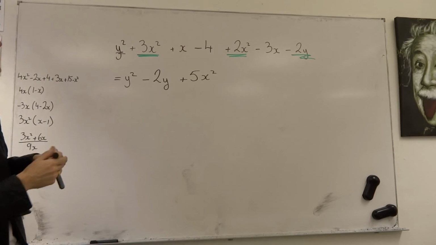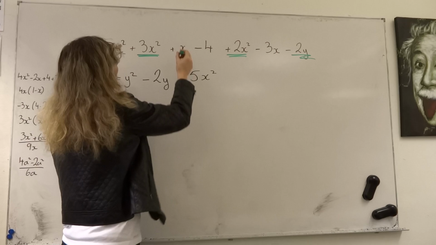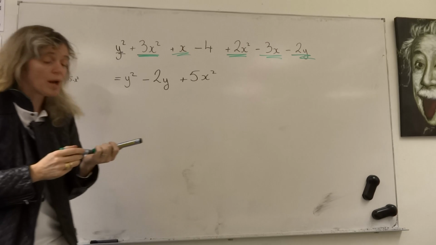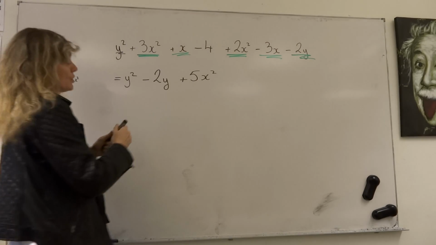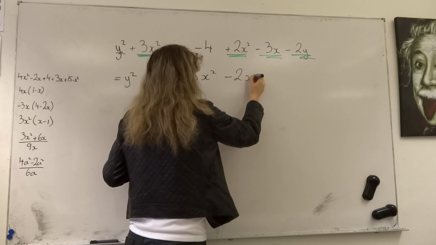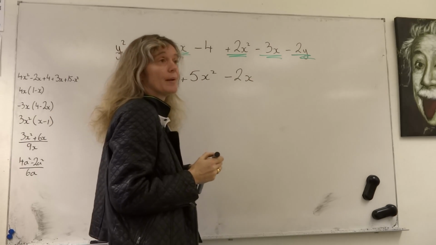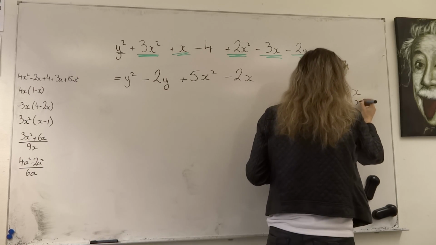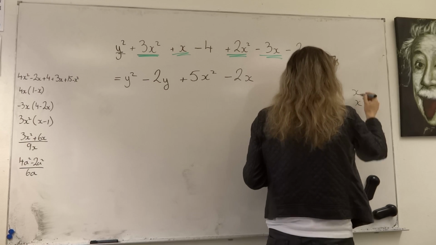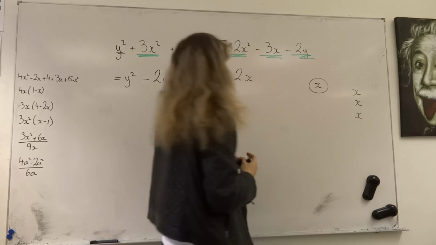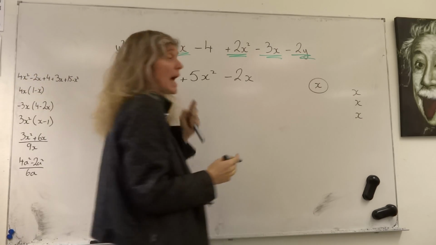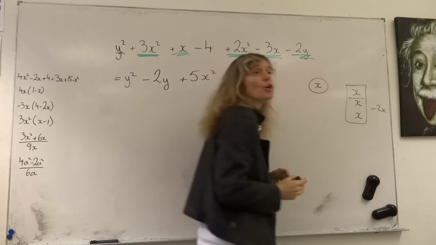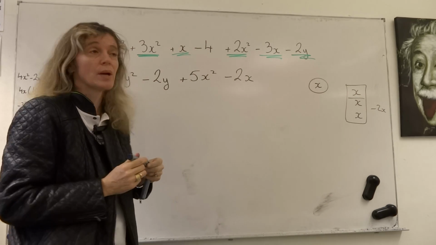What else is there? Well, now there's x's to look at. There is a plus 1x here, and there's a minus 3x there. And 1 minus 3 is minus 2. So my answer will be minus 2 lots of x. Okay? If I have 1x here, but I've promised 2 of them to Emily, I want to take away 3 of them. How many am I going to have left? I'm going to have minus 2 left. I actually haven't got 3 away, so I'm minus 2. Okay?